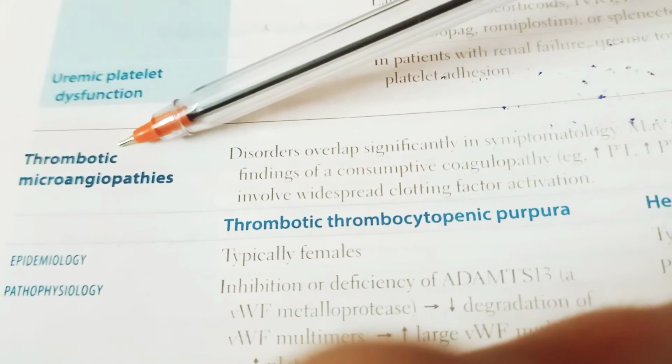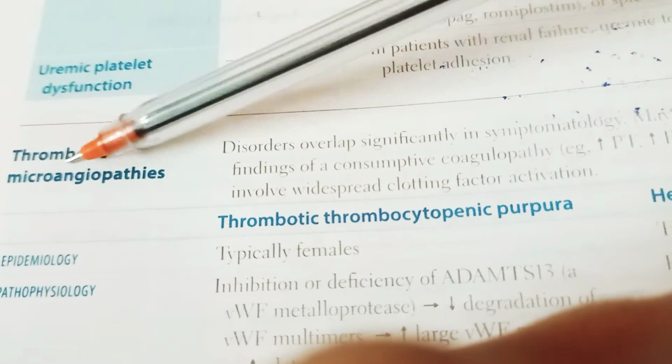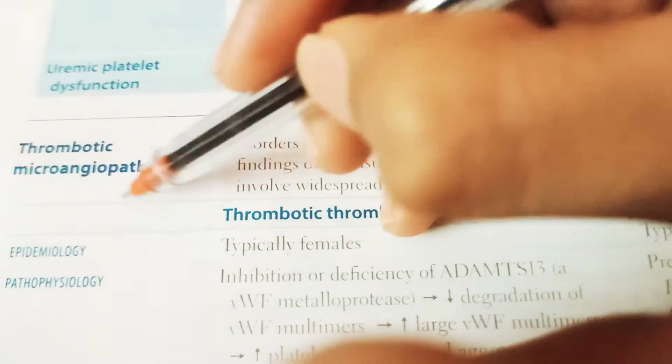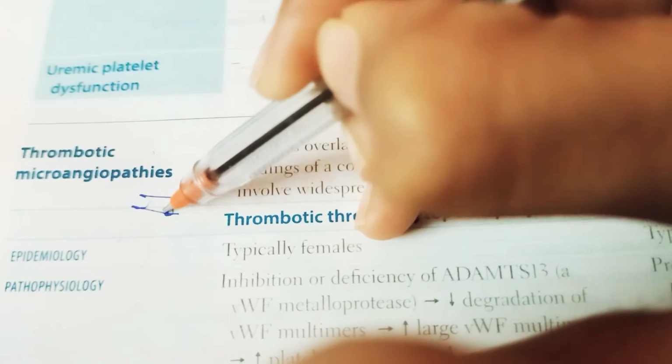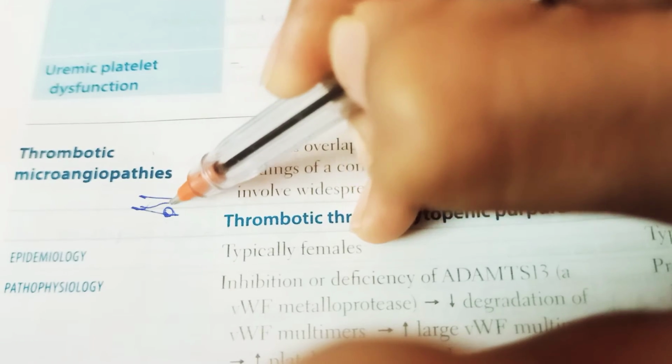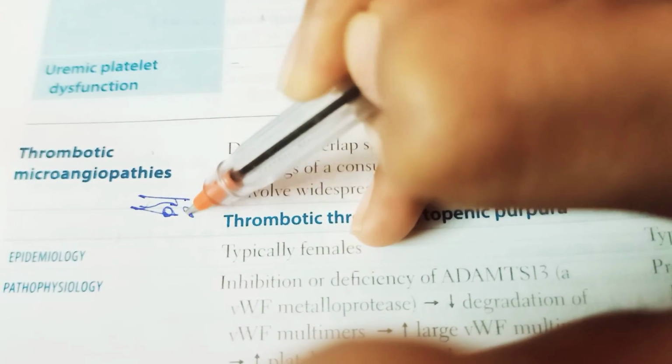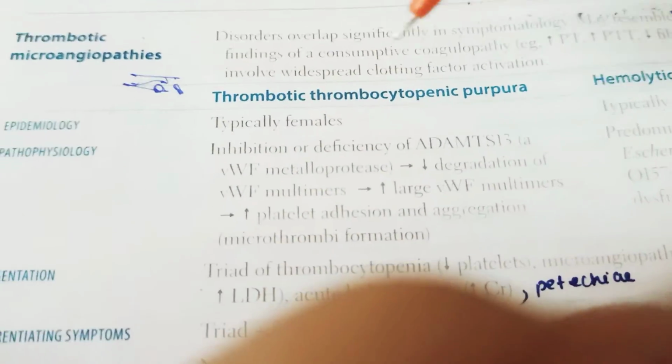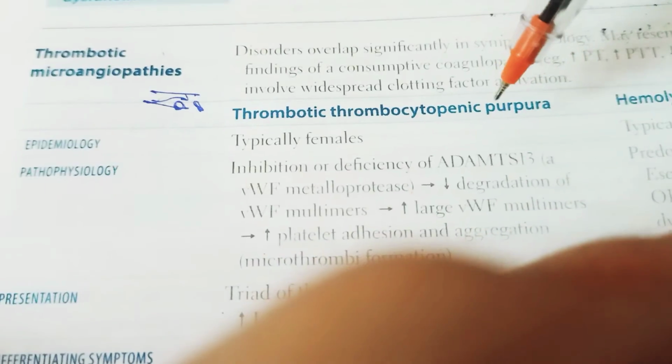Now coming to thrombotic microangiopathy. In the name itself, you can see thrombotic means there is some thrombus forming. Microangiopathic means very narrow blood vessels, and there is thrombus. So now you can understand if the blood is passing through it, there is a chance to form schistocytes here. Okay, so thrombotic thrombocytopenic purpura.